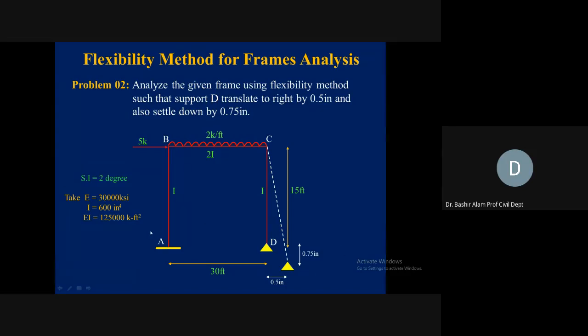Statically, the structure as we discussed, we have 5 unknowns, 3 at support A, 2 at support D, total 5. 3 are the equilibrium equations available. So 5 minus 3 is equal to 2 degrees. So statical indeterminacy, we declare 2 degrees. E is given, I is given, and we find out EI value in kip feet square unit.